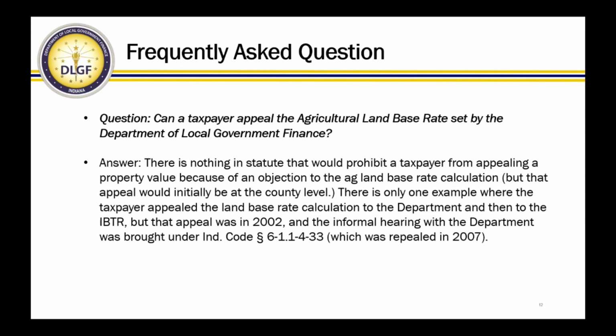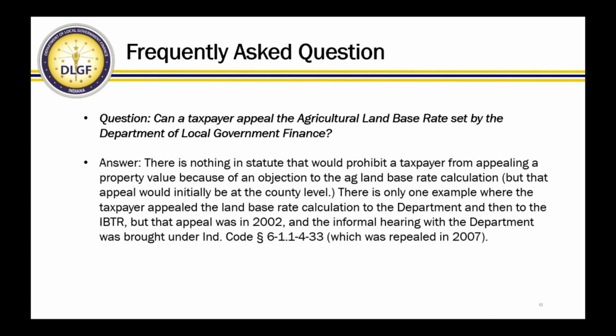One question that's come up in the past, especially in the past year or so, is can a taxpayer appeal the agricultural land base rate set by the DLGF? And our response is there's nothing that would prohibit a taxpayer from appealing the value because they object to the agricultural land base rate calculation. But we're not aware of anybody doing that and having any success with that.